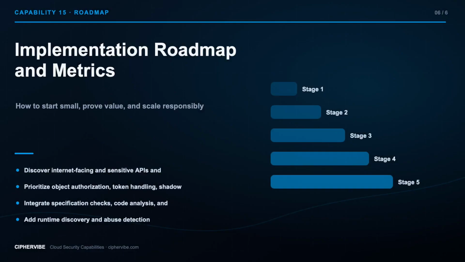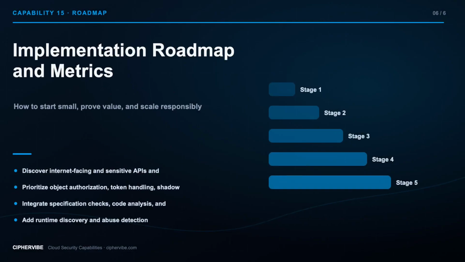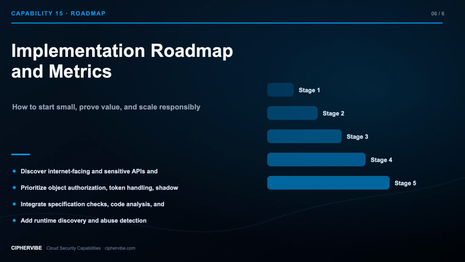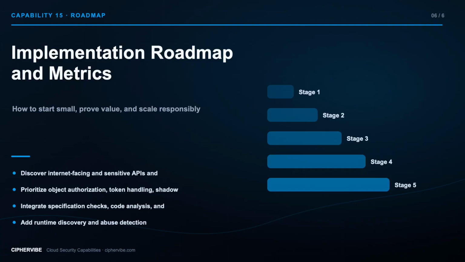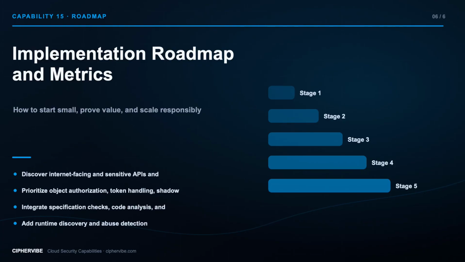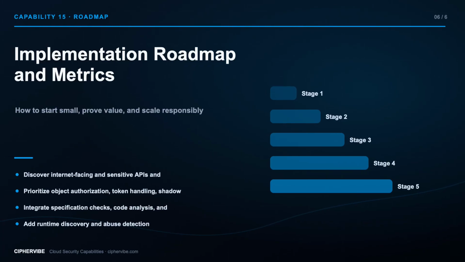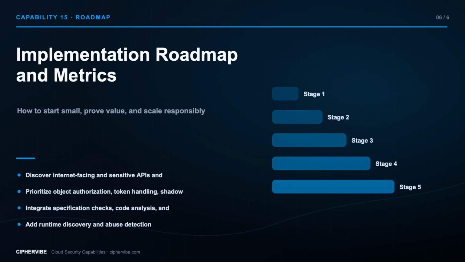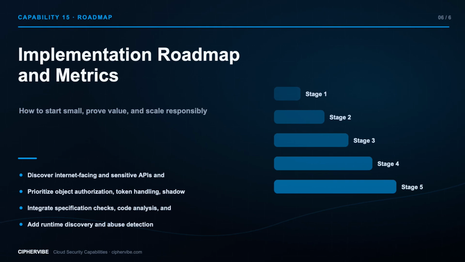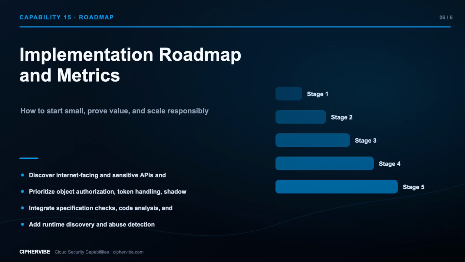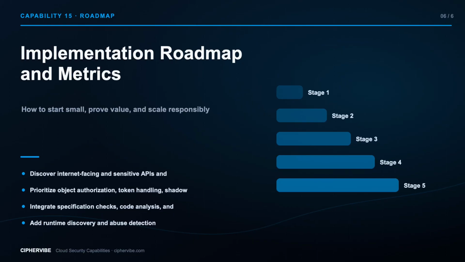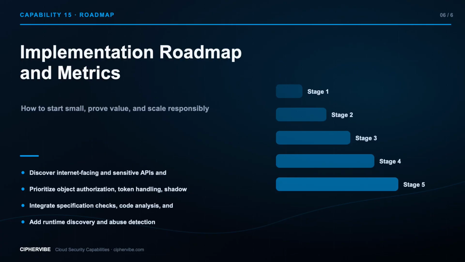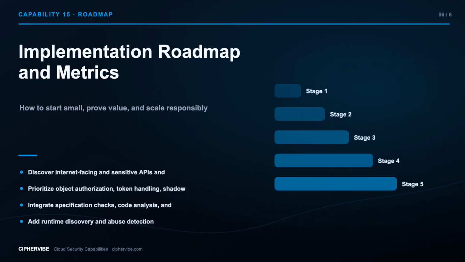A practical implementation roadmap for API security should build trust before scale. First, discover internet-facing and sensitive APIs and identify owners, data, and authentication methods. Second, prioritize object authorization, token handling, shadow endpoints, and high-impact business actions. Third, integrate specification checks, code analysis, and negative security tests into delivery pipelines.